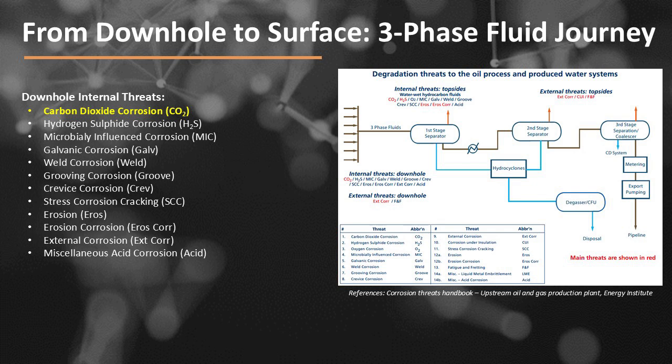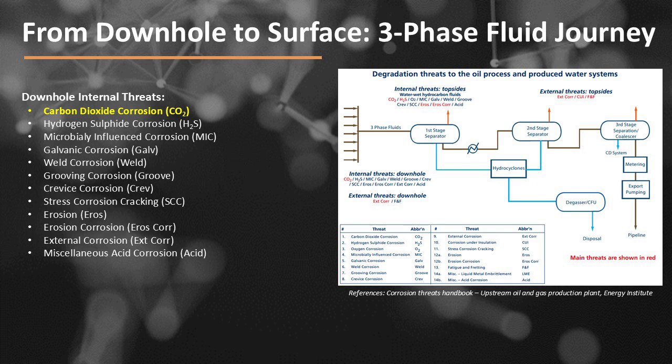Number 9 is erosion, caused by high-velocity fluid or solid particles impacting the pipe wall, leading to material loss. Common in high-flow or sand-producing wells. Number 10 is erosion corrosion, a synergistic effect where mechanical erosion and chemical corrosion work together, accelerating material degradation, especially in turbulent flow areas. Number 11 is external corrosion.